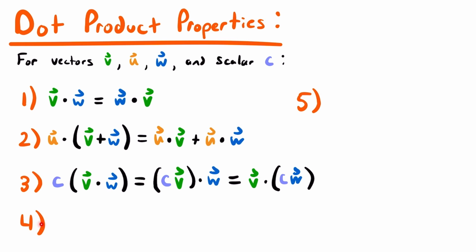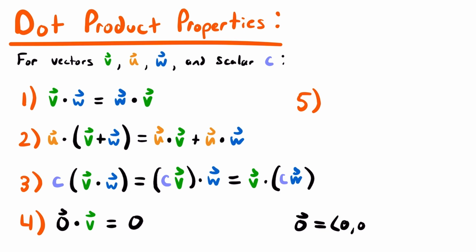Okay, now for the fourth property, we have the zero vector multiplied by vector v via the dot product. That is going to give us a scalar of 0. Because the zero vector, if you don't remember, looks like this. It's the vector where both components are 0. So you'd have 0, 0, or in the case of 3D vectors, all three components are 0.